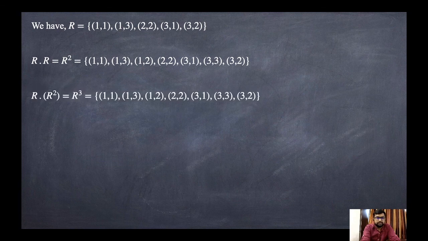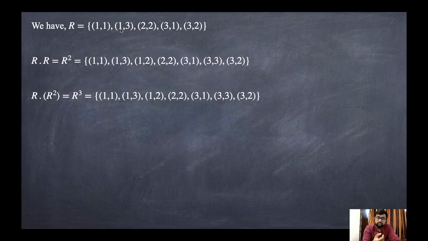Now next, R cube, that is R into R square. For that, just consider this R and consider R square. Now here 1 goes to 1. Check in R square whether 1 goes to some elements or not. Here 3 elements are there whose images are 1, 3, 2. So 1 goes to 1, 1 goes to 1, so the (1, 1) entry will be there. Next 1 goes to 1, 1 goes to 3, so (1, 3) will be there. Next 1 goes to 1, 1 goes to 2, so the (1, 2) entry will be there. So that's it.